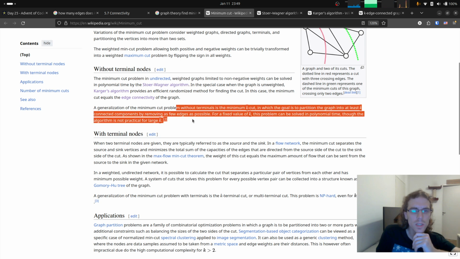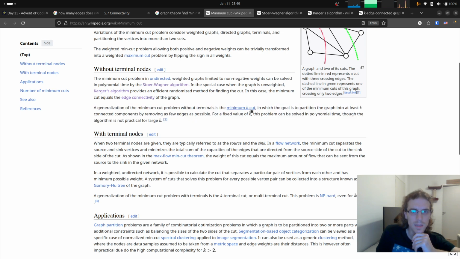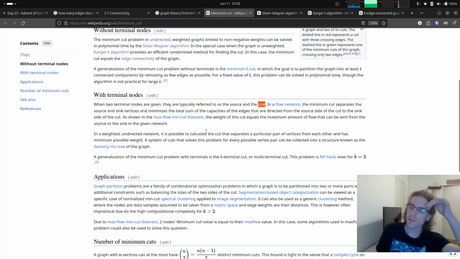Okay, so this is a more generalized problem. We don't care about this, like k-cut, like cutting the graph into k pieces. Okay, and there is a similar problem where you have like source and sink nodes, flow network. Okay, yeah, because this is actually a very real problem in like telecommunications and things like that.